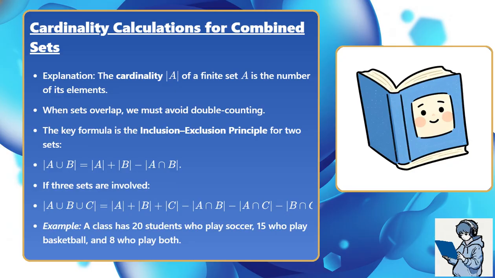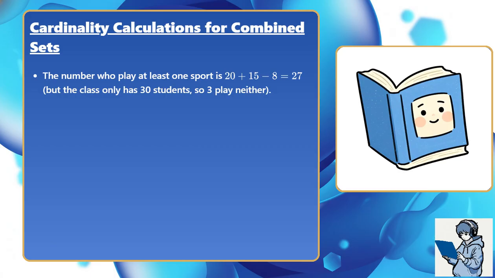Example: a class has 20 students who play soccer, 15 who play basketball, and 8 who play both. The number who play at least one sport is 20 plus 15 minus 8 equals 27, but the class only has 30 students, so 3 play neither.